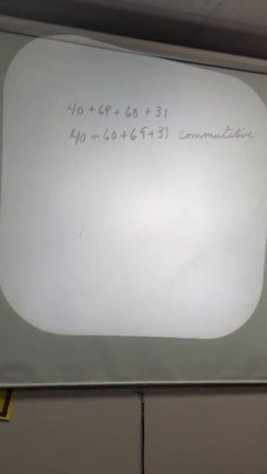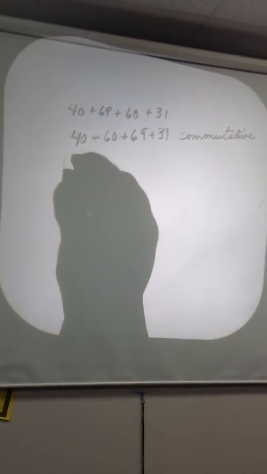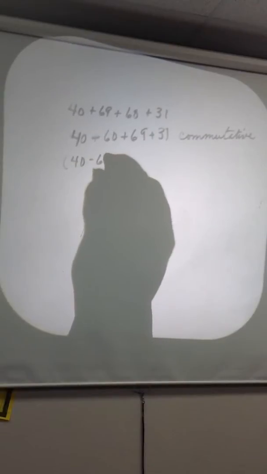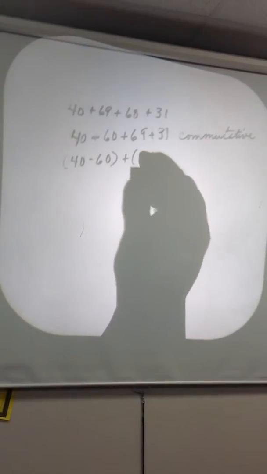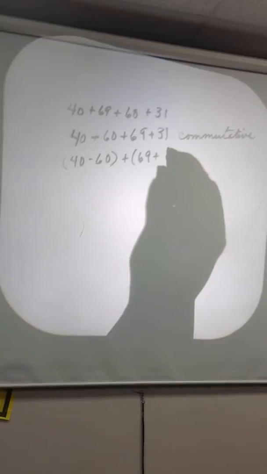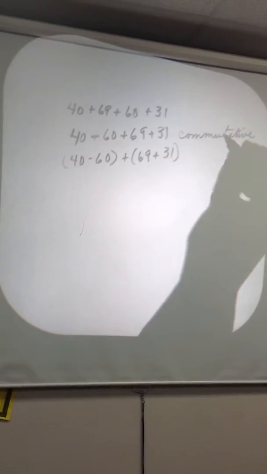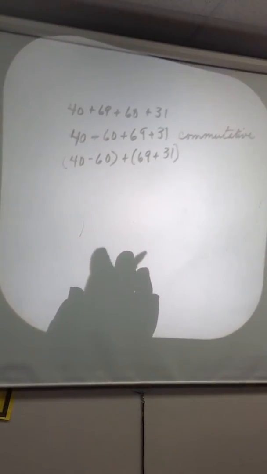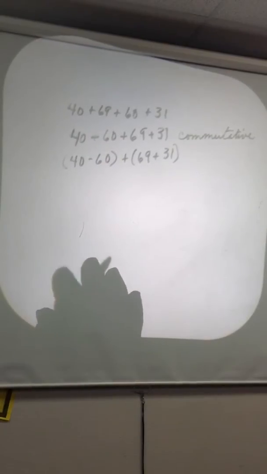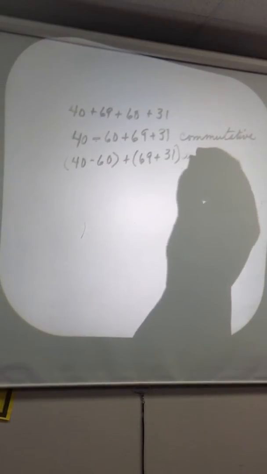Emma? Put parentheses around 40 plus 60 and 69 plus 60. Do you have to write another step? Or can you just write it? No, you have to write another step because you've got to make sure you've written out the right word beside it. So which property is that? Yes. The associative property.